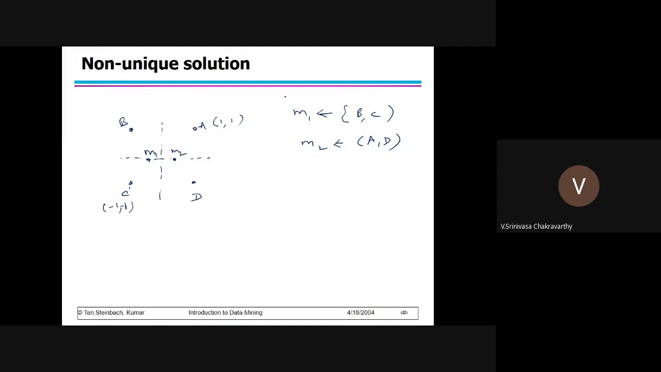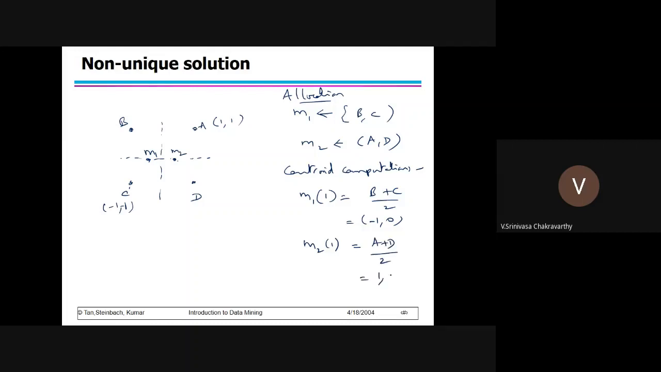Now, next step, so this is the allocation step. Next step will be centroid computation. So this is time step zero. So at time step one, M1 will be simply B plus C by 2, right? Which will be minus 1 and 0. And M2 will be A plus D by 2, which is 1, 0. Okay.